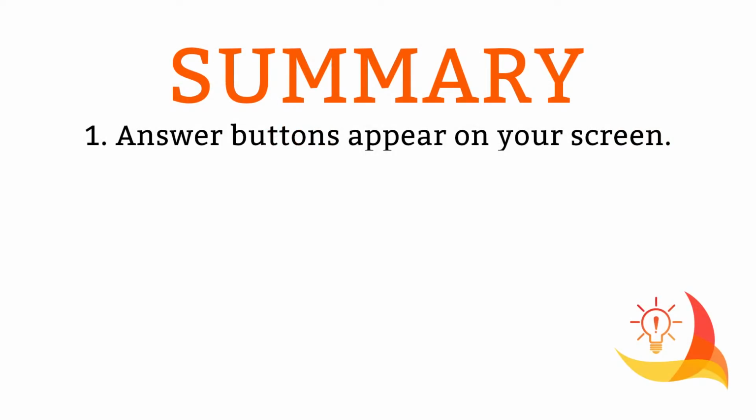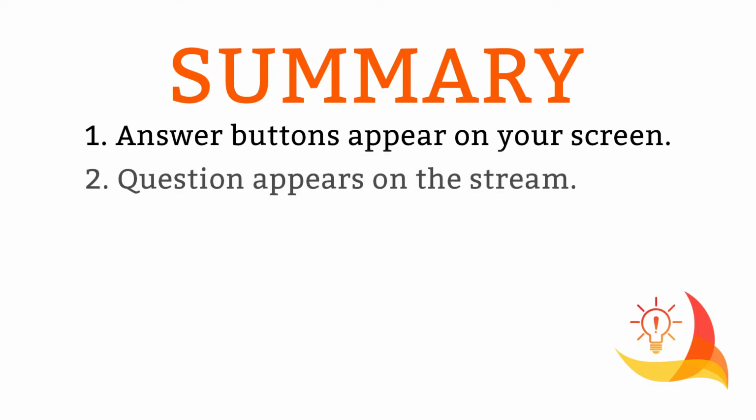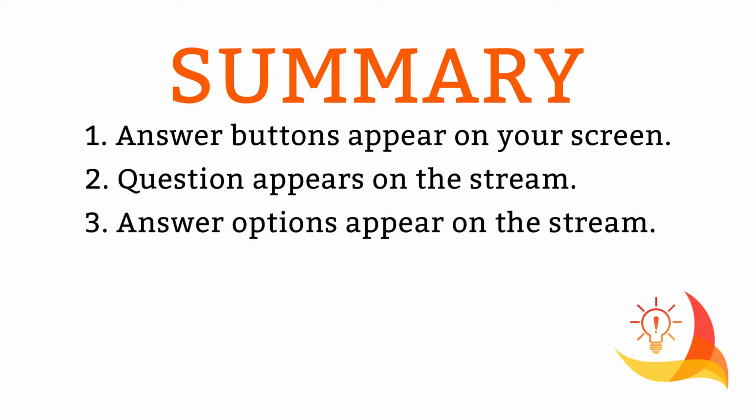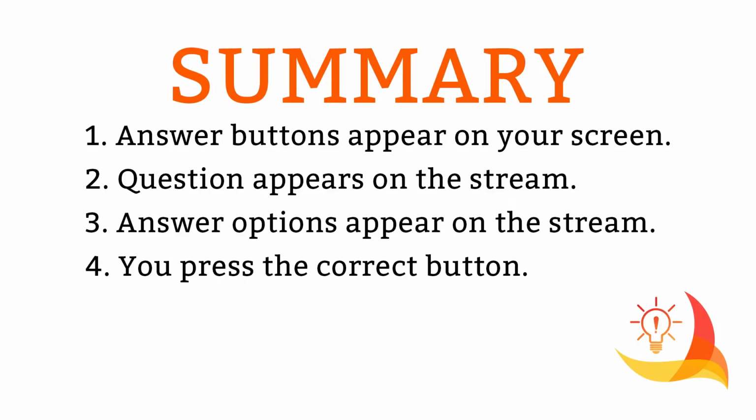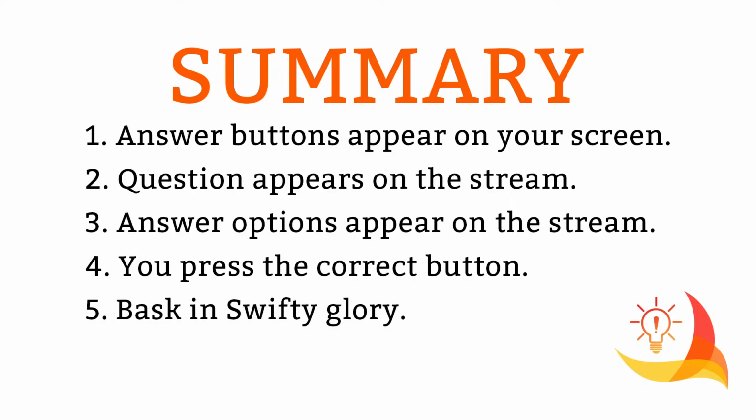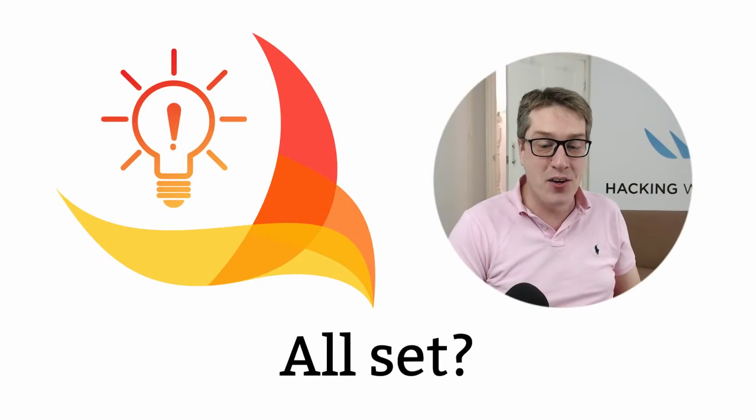And then, as a summary, you will see the answer buttons on your device screen, red, blue, yellow, or green. You will then see on my stream a question where I read the thing out to you. Here's the actual question to answer. Step 3, the answer buttons appear on the stream. So here's what red means, here's what blue means, here's what yellow means, and green means. And then you press the correct button as fast as you can to get it right. And hopefully, if you've been good, you bask in your Swifty glory. You've got the right answer and you're top of the podium or whatever. Hopefully, that all makes sense. Hopefully, you're all ready to go.